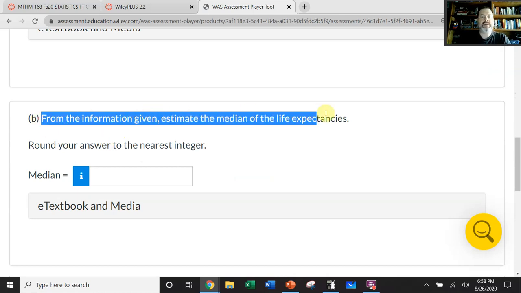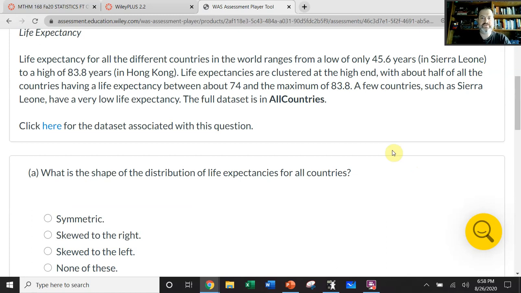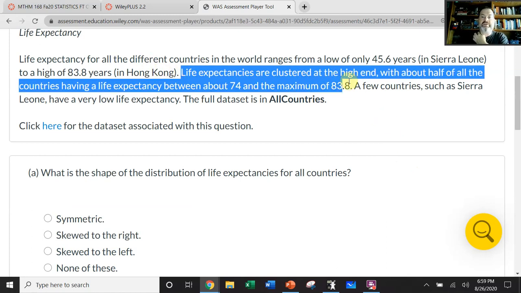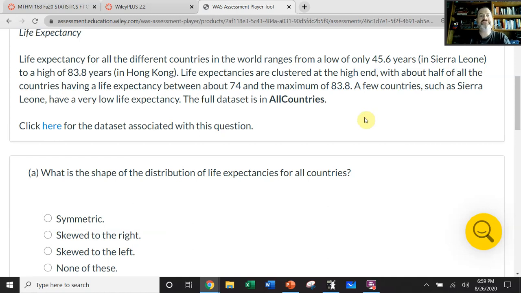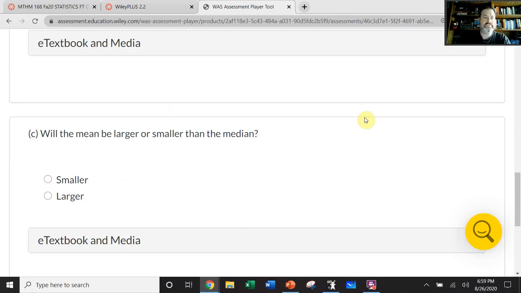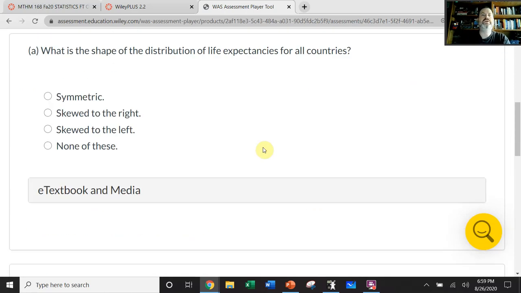Now it says estimate the median of the life expectancies. Well, think about it. You have enough information right here to do it. Life expectancies are clustered at the high end, and that tells you about the skew. Then it says about half of all the countries have a life expectancy between 74 and 83.8. So if half of the countries have a life expectancy in a certain range, what do you think the median is? You're given all the information you need. And then it says, will the mean be larger or smaller than the median? This follows directly from your answer for part A. Once you solve part A, you can do part C.